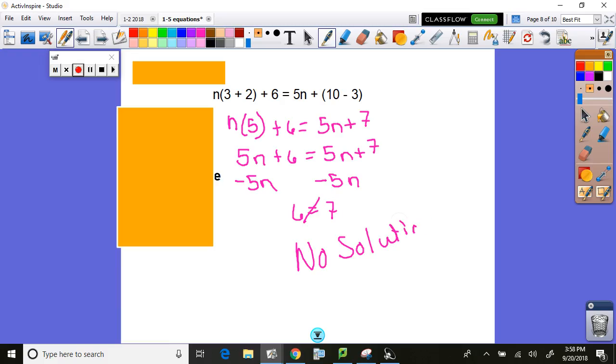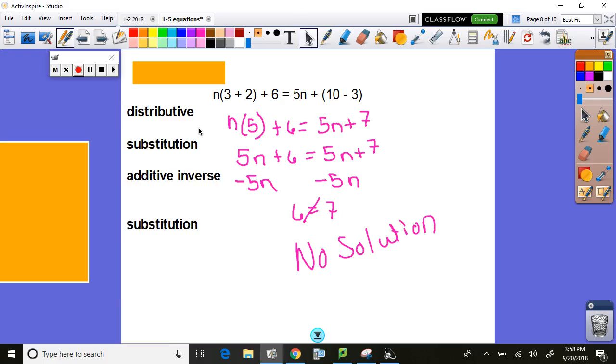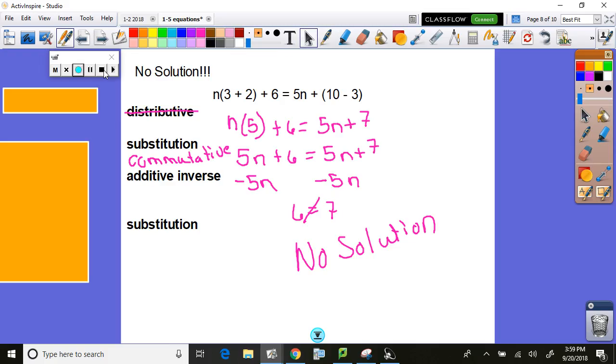We take a look at the properties I used. So first, did not distribute. I don't know why you would distribute. I substituted, then I used commutative. And then I used additive inverse and substitute. This is an example of no solution.